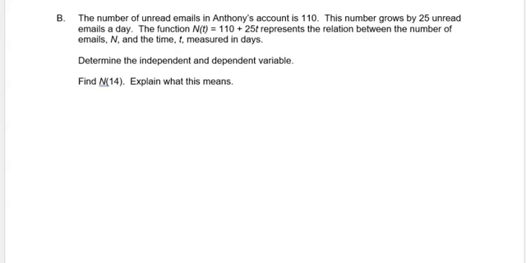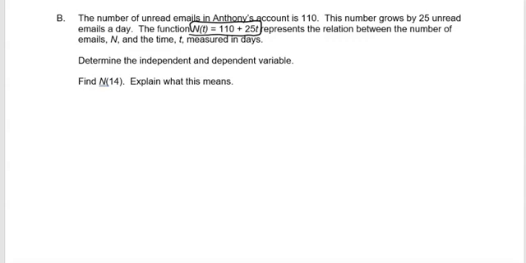The number of unread emails in Anthony's account is 110. The number goes up by 25 emails a day. Okay, so could you find this function without me telling it to you? Because you'll have to do that a lot. So in this case, sometimes we give you the function, sometimes we don't give you the function. Okay, but does it make sense that that's the function?